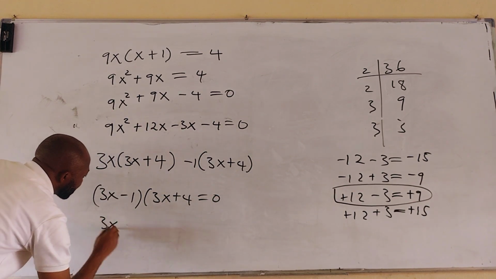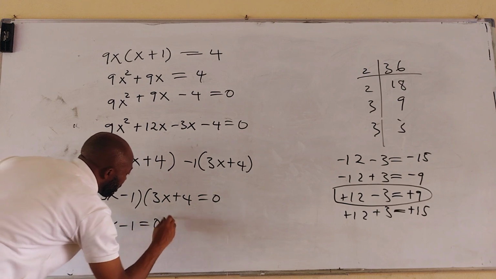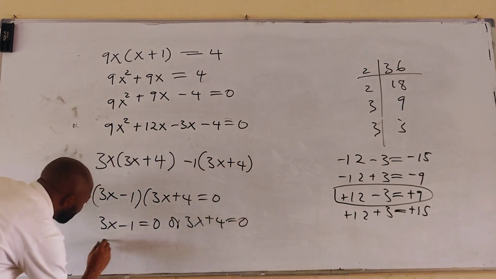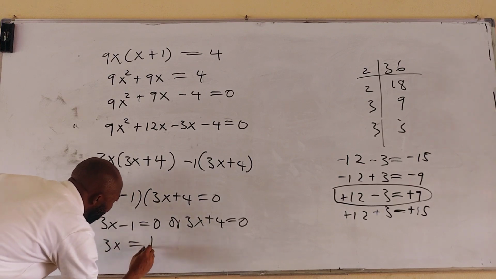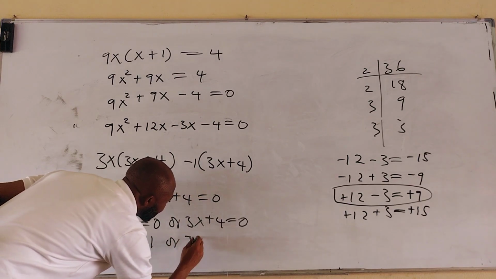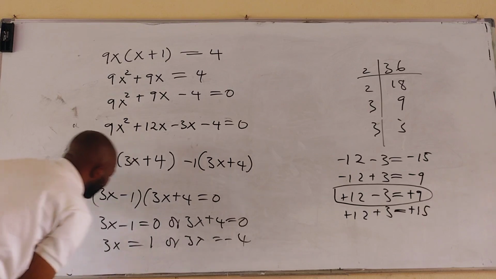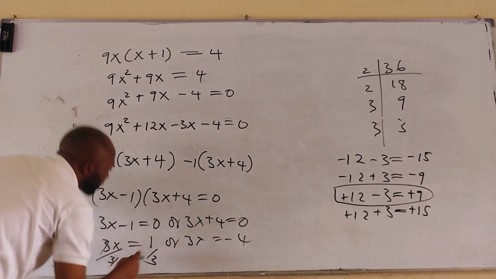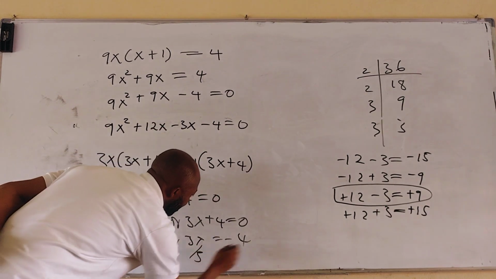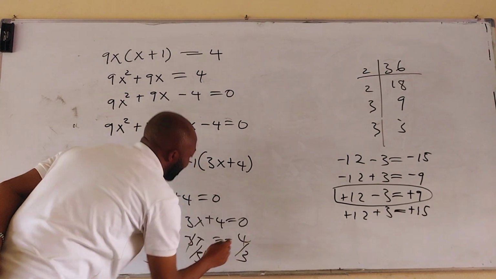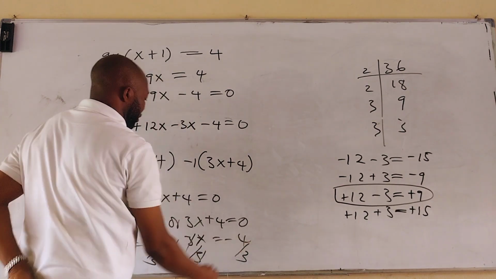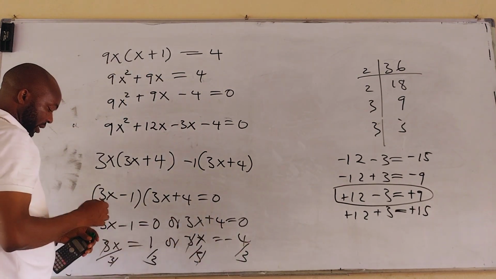So 3x minus 1 is equal to 0, or 3x plus 4 is equal to 0. This means 3x is equal to 1, or 3x is equal to minus 4. Divide both sides by 3. So x is 1 over 3, and x is minus 4 over 3. The answers are 1 over 3 and minus 4 over 3.